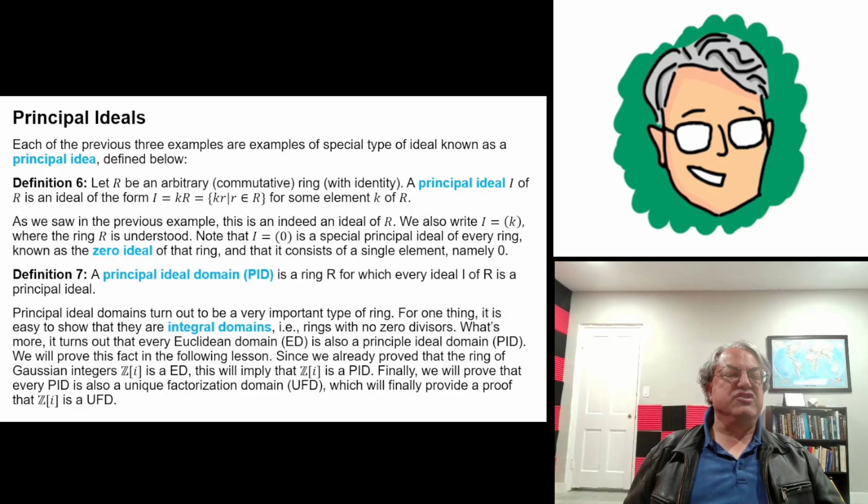So for instance, if R is the ring of ordinary integers, then all the principal ideals are just multiples of some fixed integer. And then, without loss of generality, we can assume it's a non-negative integer, because if k was, say, minus 2, it's pretty easy to see that that's the same ideal as if k is 2. Anyway, that's what a principal ideal is, and like I said, k could be zero, and in that case you get what's called the zero ideal.